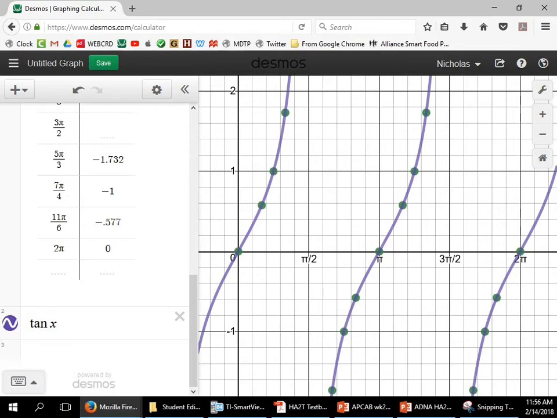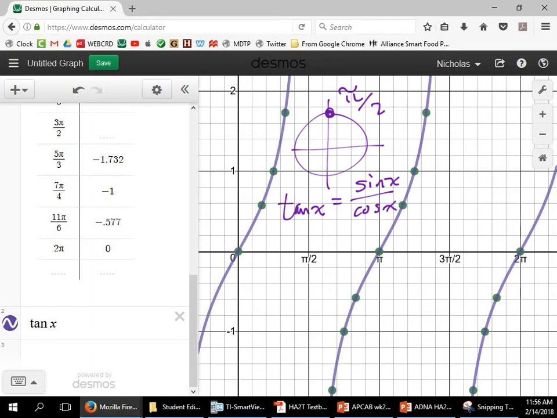Now, tell me guys, why does pi over 2 not work? Let's look at our unit circle. Pi over 2 is right here. We know that tangent of x equals sine of x divided by cosine of x. What is cosine at pi over 2? What's the x value at pi over 2? Well, it's 0.